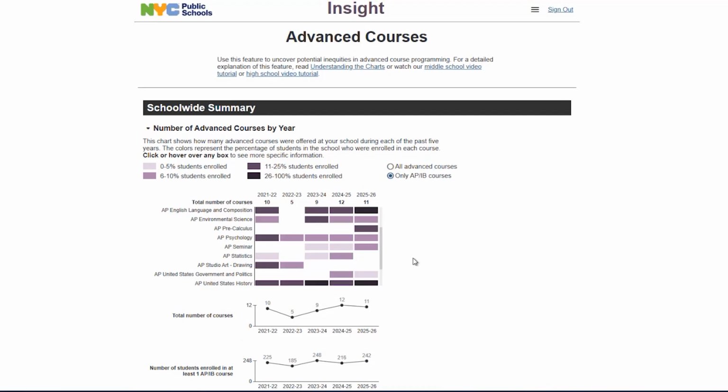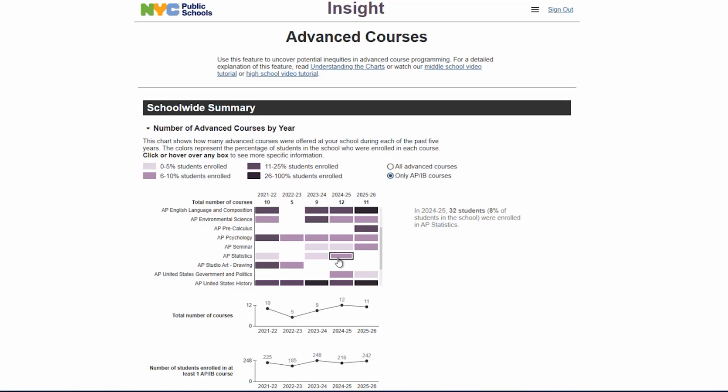To think about which courses they offered previously and maybe want to bring back, a school administrator can check out a course, let's say AP Statistics. They offered it in 21-22, 23-24, 24-25, but they are not offering it this year. And the shades of purple in this chart tell you the percentage of students who enrolled in that course in a particular year. So it looks like in 23-24, 13 students, 3% of the students, were enrolled.